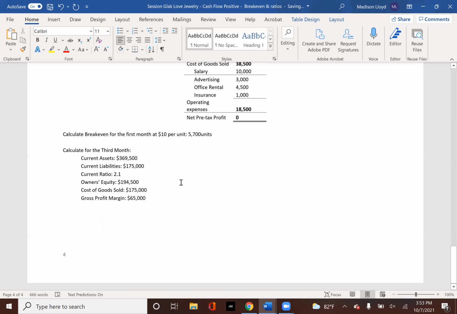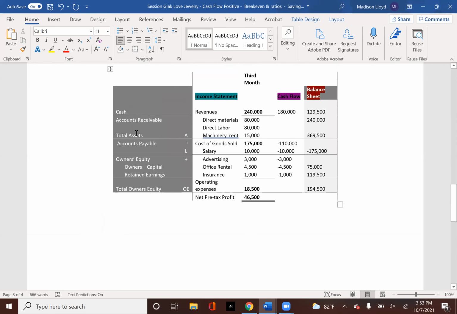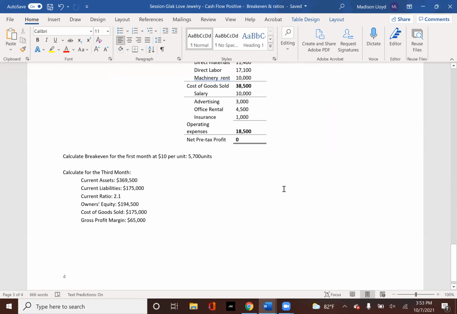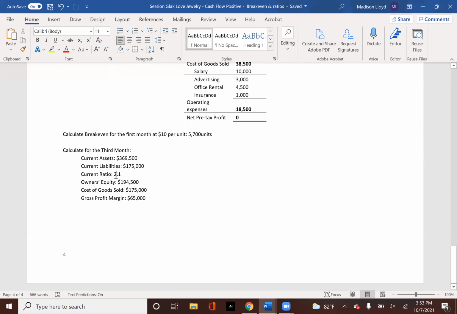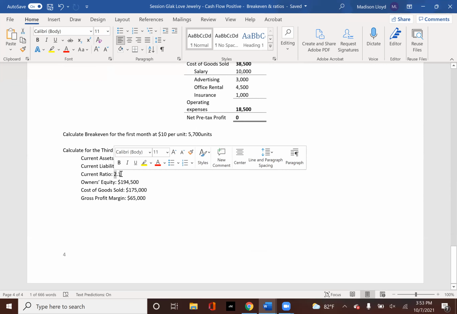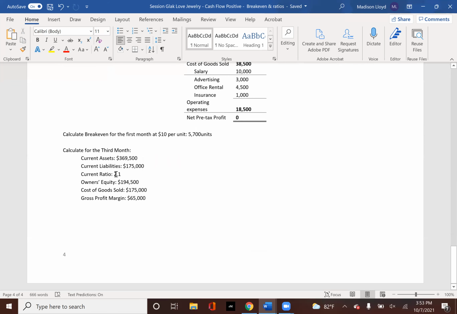Your current ratio. This is where you take your total assets or your current assets right here, and you divide it by your liabilities. So do $369,500 divided by $175,000. You come out with a ratio of 2.1. So how I read this is your assets are the first number and your liabilities are the last number. I read this as, for every $2 of assets that I have, $1 in liabilities, which is good because that means you're able to pay off your liabilities with your assets that you have.